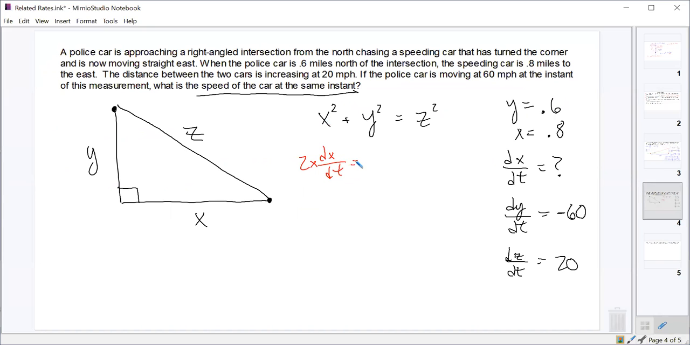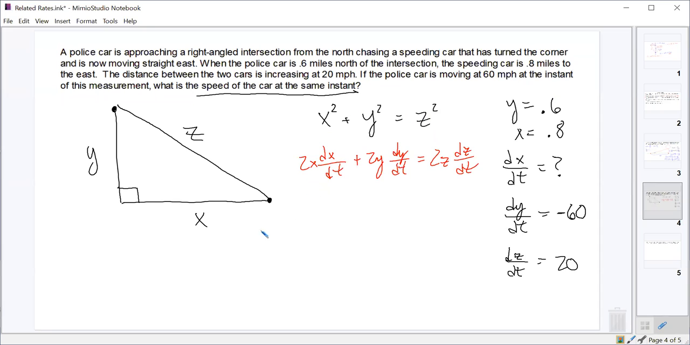Well, let's just take the derivative first. So 2y dy/dt, right? We'll plug all the stuff in a second. And then what's the derivative of z squared? 2z dz/dt. And now we will plug everything that we possibly can into this.